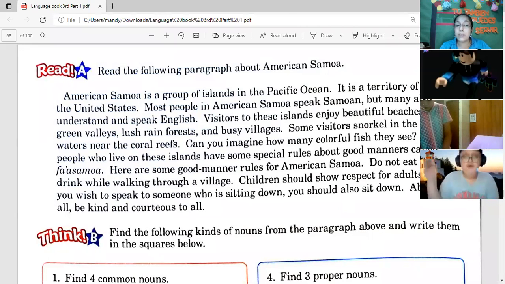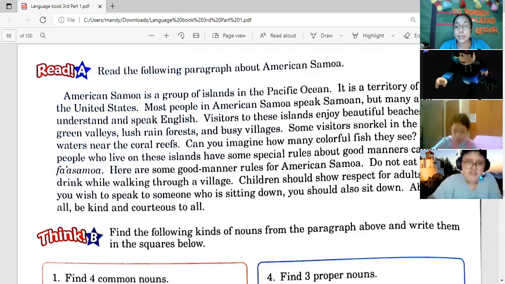The people who live on these islands have some special rules about good manners called Fa Samoa. Okay, here are some good manner rules of American Samoa. Do not eat or drink while walking through a village. Okay, imagine this one is a rule. Children should show respect for adults. If you wish to speak to someone who is sitting down, you should also sit down. Above all, be kind and courteous to all.